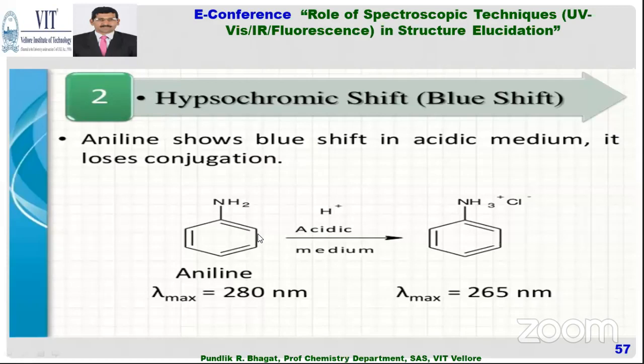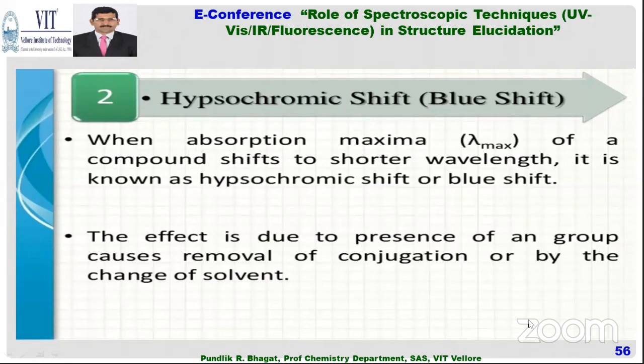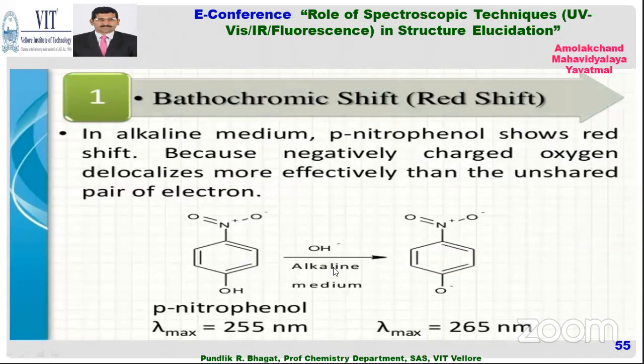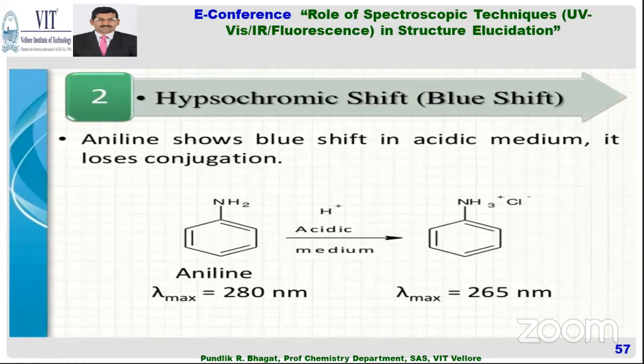For example, you see here aniline, which is colored. But in acidic medium, the lone pair of nitrogen on the aniline is donated to H plus, forming anilinium chloride. So you will find here that lambda max has decreased from 280 to 265. Whereas in red shift, here it is shown: in alkaline medium, conjugation increases because of the abstraction of the hydrogen. So red shift enhances absorption, while blue shift reduces it.